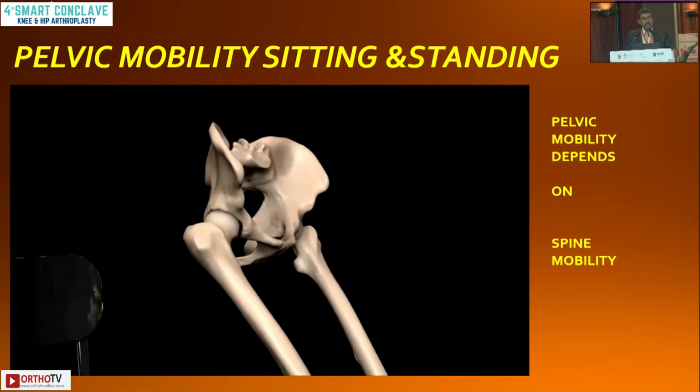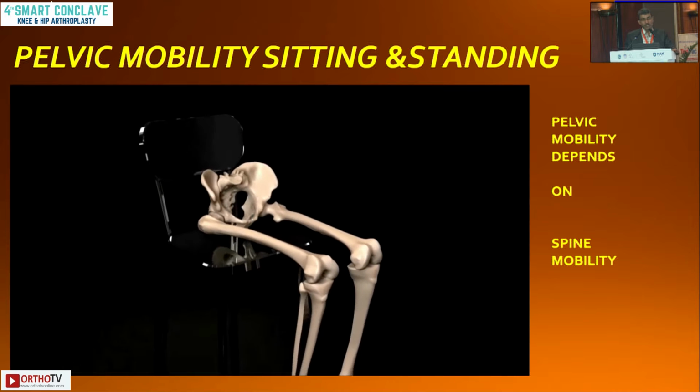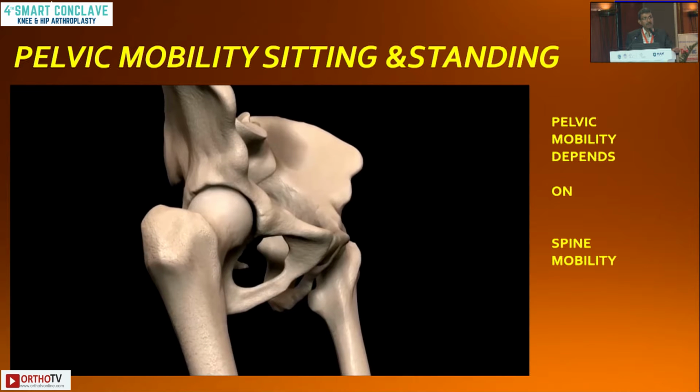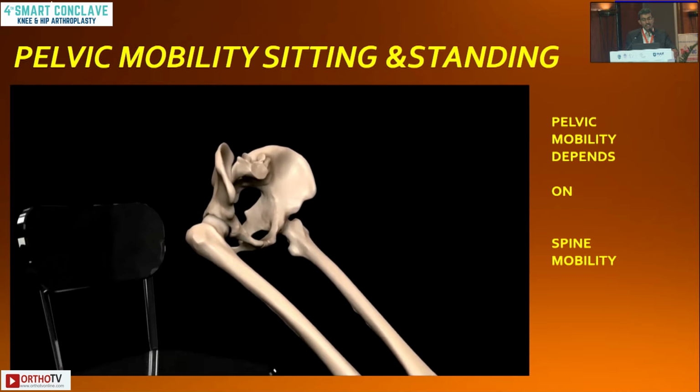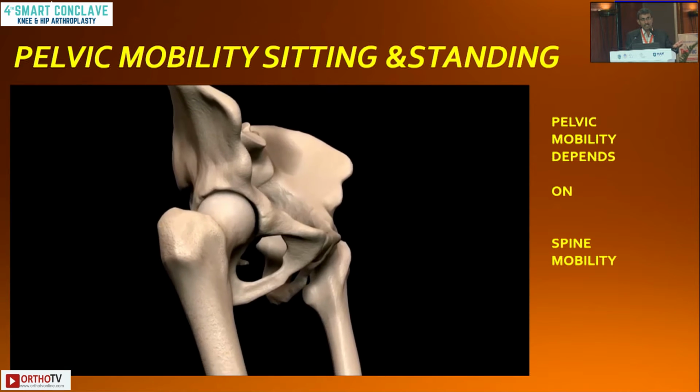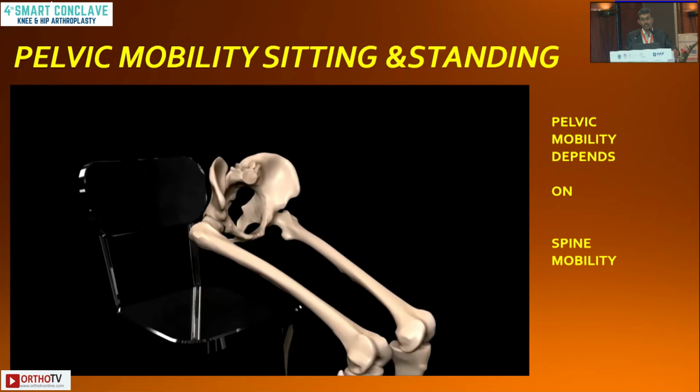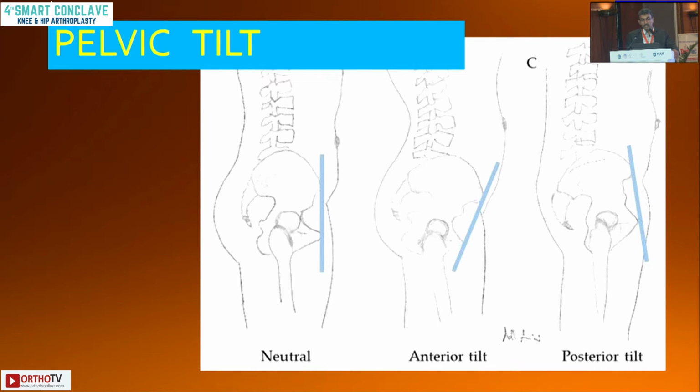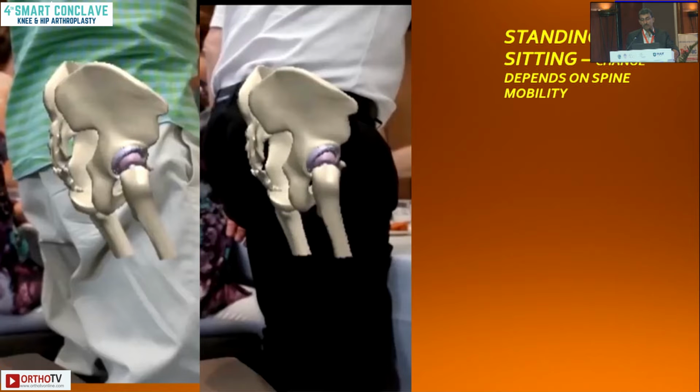Now, once we look at the normal relationship between the spine and the pelvis, we realize that from sitting to standing, the spine and the pelvis both move, and that both are interrelated, because spine mobility is related to pelvic mobility. To simply state, in the neutral standing position you have an anterior tilt to the pelvis, and a sitting position assumes a posterior tilt to the pelvis.